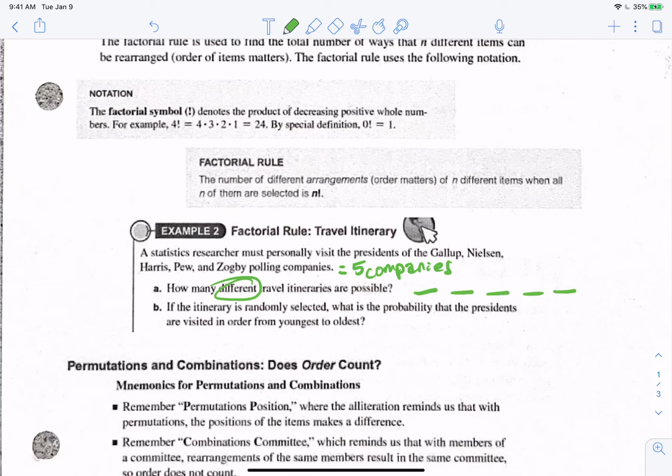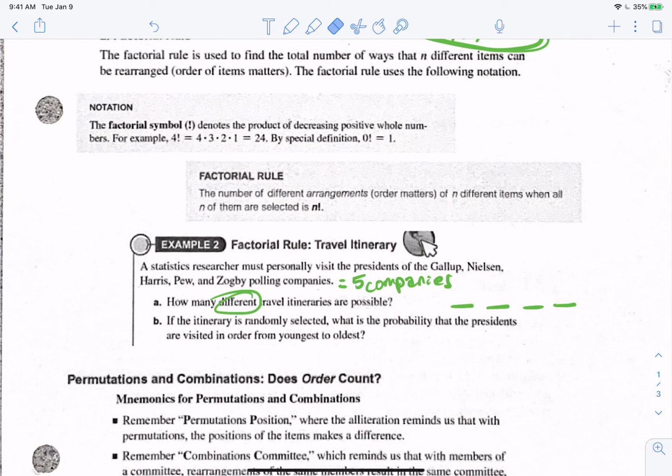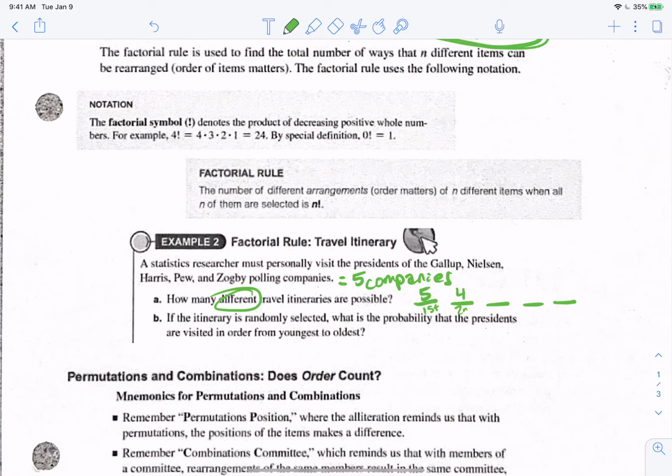How many of those companies could I visit in my first stop? 5. First stop, I could visit 5 different ones. Now that that one is selected, I could visit 4 in my second stop. After that one is selected, I could visit 3 in my third stop, or 2 in my fourth stop, or 1 in my fifth stop, right? And that one you can type into your calculator as 5 factorial if you want, because it goes all the way down to 1. 5 times 4 times 3 times 2 times 1 is something like 120, I think.